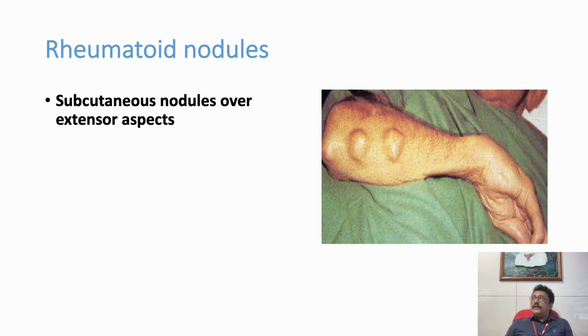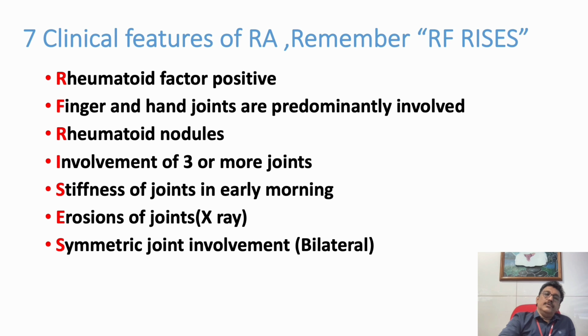So these are nodules seen in the extensor aspects of the upper limb. They are classically seen in the upper limb, so they can be in the arm or forearm. You can see the swellings like that. So they are called rheumatoid nodules.